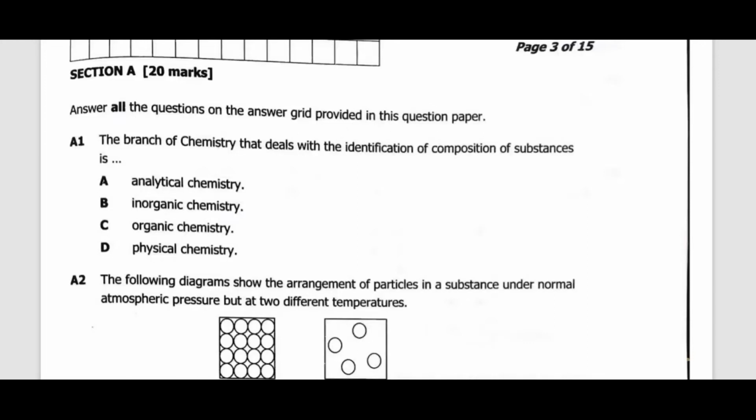In this video, we are going to revise the science paper 2 for the year 2022, and this paper was written by the GCE. So we are going to begin with section A. So let's look at the first question.